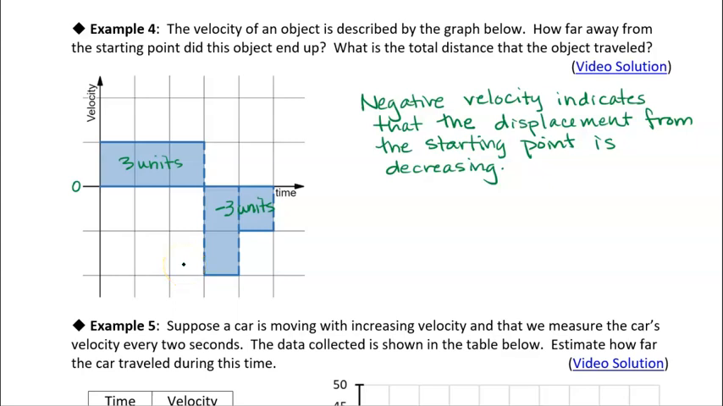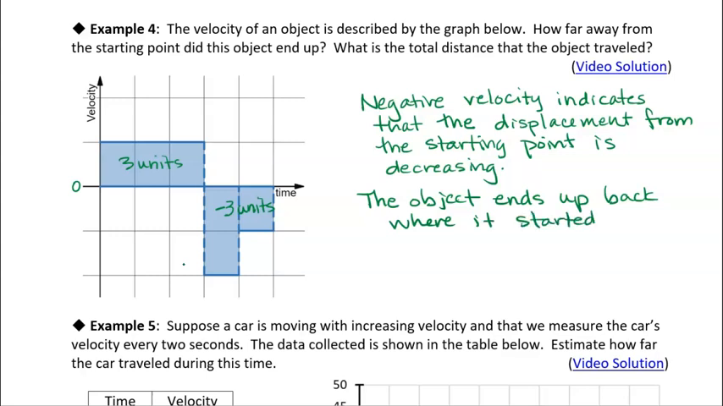So if we went 3 units in the positive direction and then 3 units in the negative direction, what does that mean? That means we're back to where we started, right? So we can say that the object ends up back where it started. Okay. So the displacement is 0.